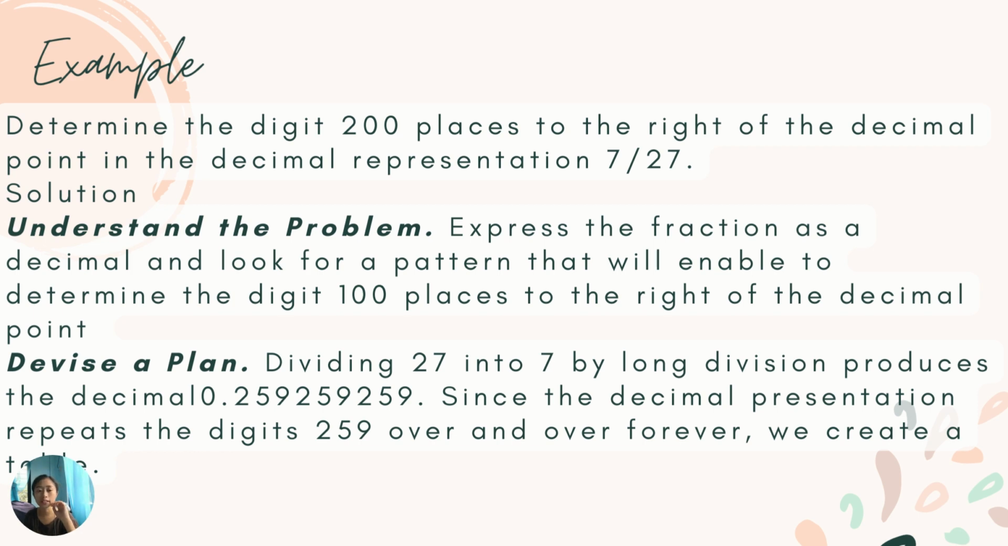Another example: determine the digit 100 places to the right of the decimal point in the decimal representation of 7/27. Solution. Understand the problem, express the fraction as a decimal, and look for a pattern that will enable us to determine the digit 100 places to the right of the decimal point.